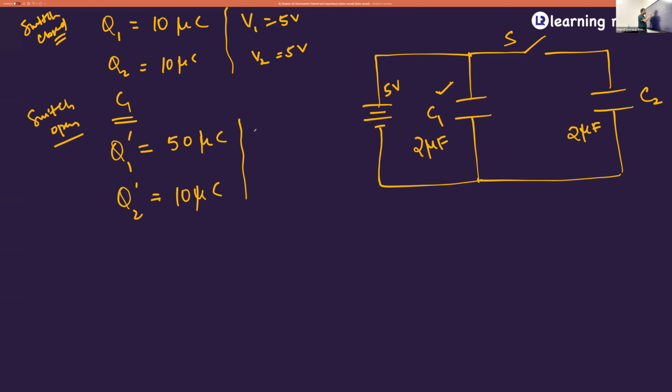Similarly, what will be the value of V1 dash? This is still connected to the battery. It will still be 5 volt. What about V2 dash? It will decrease by a factor of 5. So the answer will be 1 volt. V naught by K, right? For potential, it becomes V naught by K. Initially, it was 5 volt. It will decrease by K. So it will become 5 by 5, which is 1.